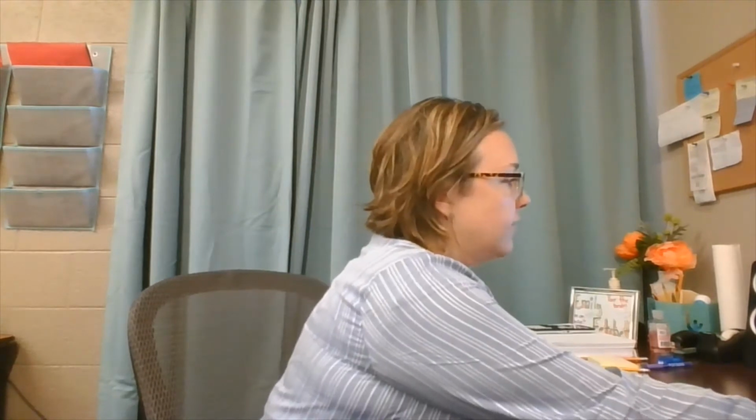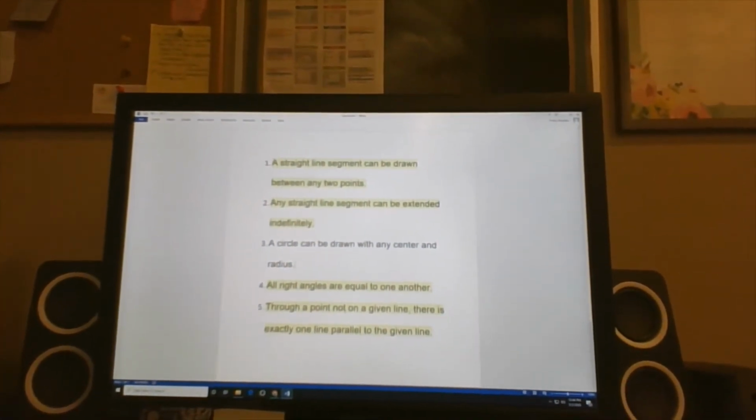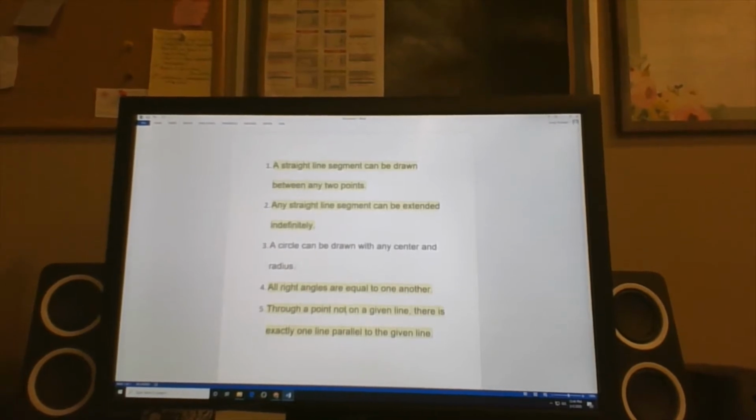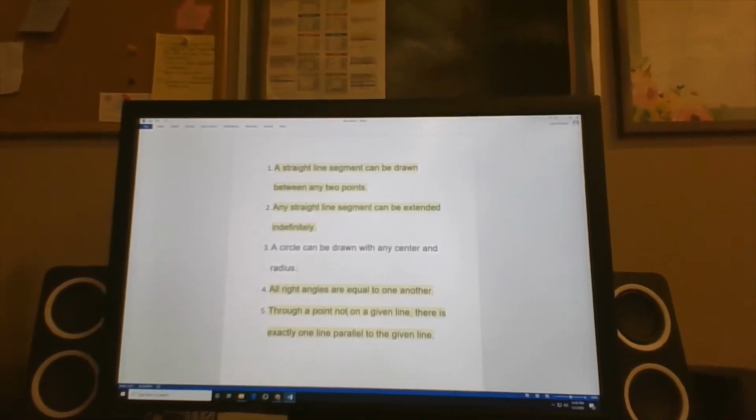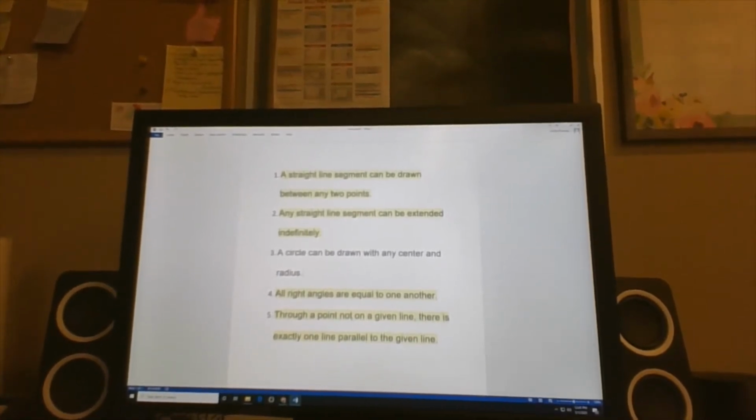And the Greeks back in the time used these postulates to create all sorts of shapes. But before we get into that, let's talk about what those postulates are. There are 5 postulates that were used. Hopefully you can read this. Postulate number 1: a straight line segment can be drawn between any 2 points. Postulate number 2: any straight line segment can be extended indefinitely.